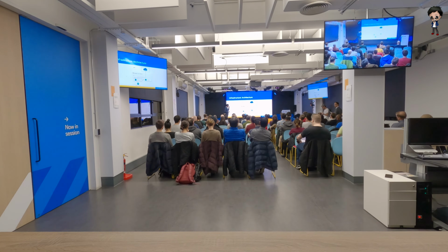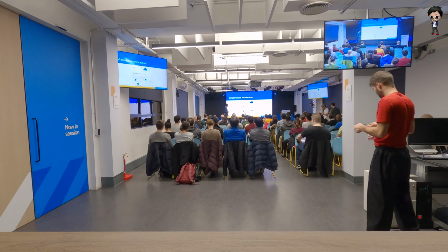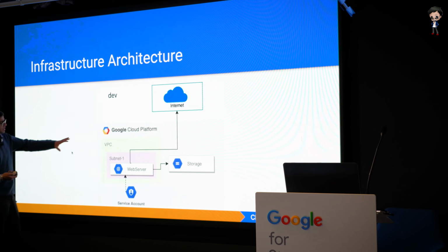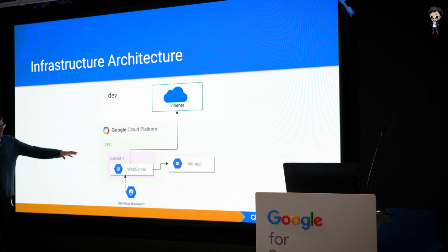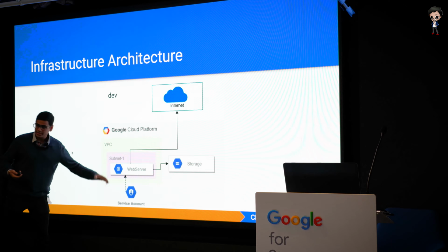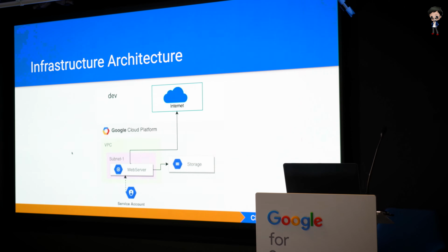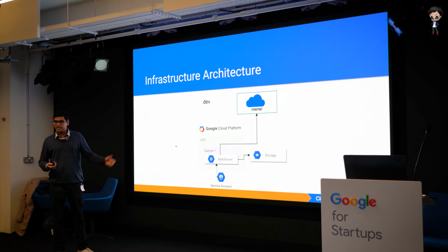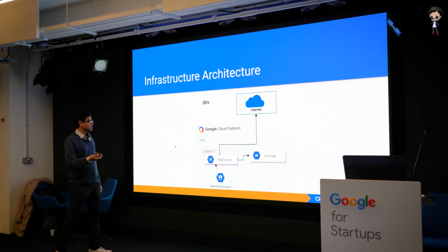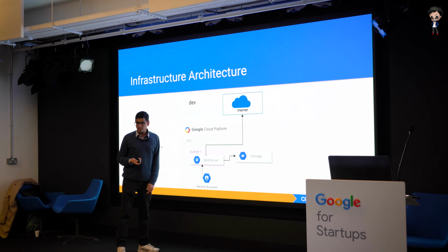So let's take a simple example, like an infrastructure example. Here we have a Google Cloud Platform project. There is one VPC and a subnet, and we want one web server. Application is running. It has a service account attached to manage the IAM permissions. It can interact with a storage system, maybe GCS, Datastore, or any other storage system, and a user connects via internet to the web server.